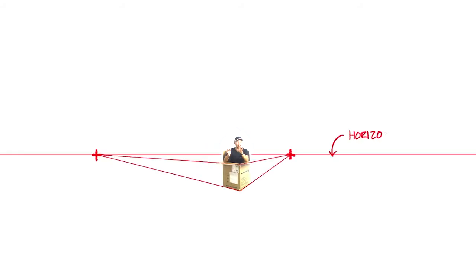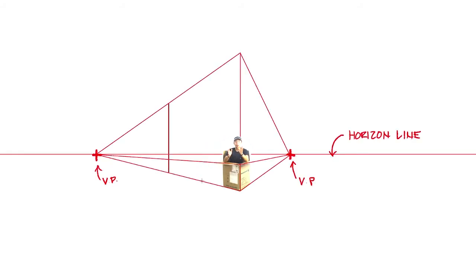Then there are the two-point perspectives. These are often used to represent exterior views of a house or structure, and are characterized by having two vanishing points on opposing sides of the horizon line.